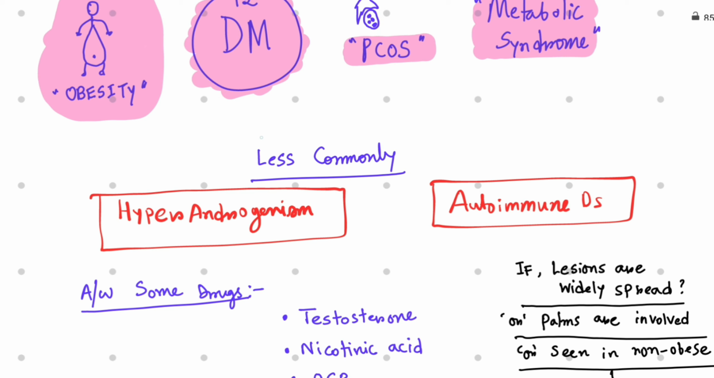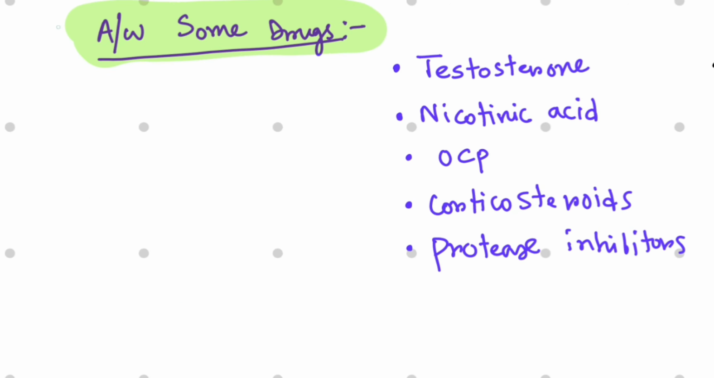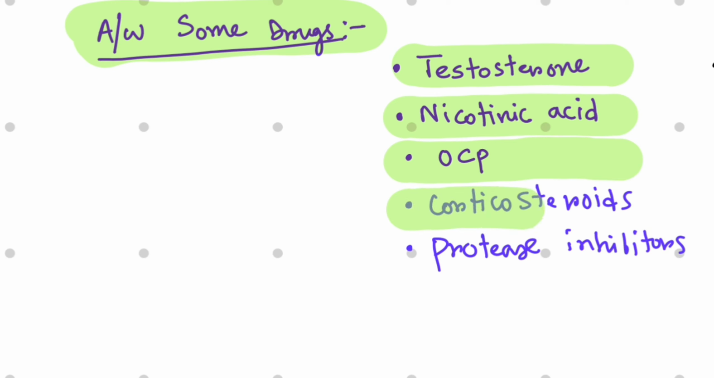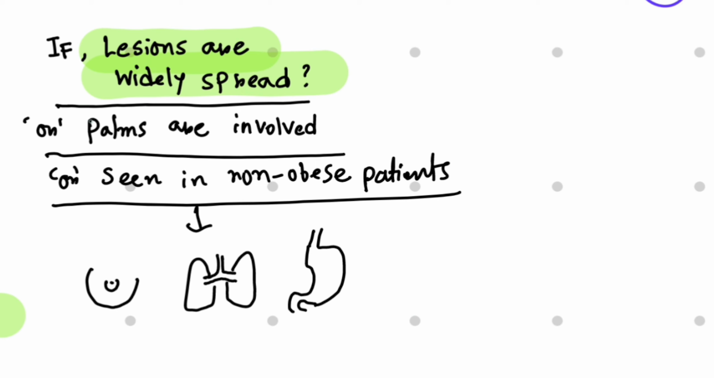There are some causes which are less common. Less commonly, it can be seen in hyperandrogenism and in autoimmune diseases. It is sometimes associated with some drugs. If someone is on testosterone, nicotinic acid, oral contraceptive pills, corticosteroids, or any protease inhibitors, they might have this Acanthosis nigricans.